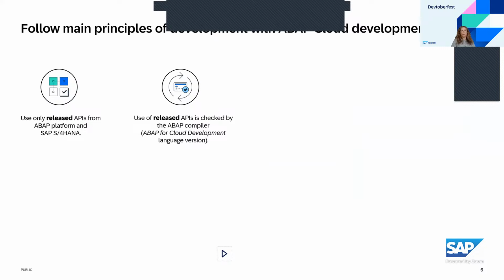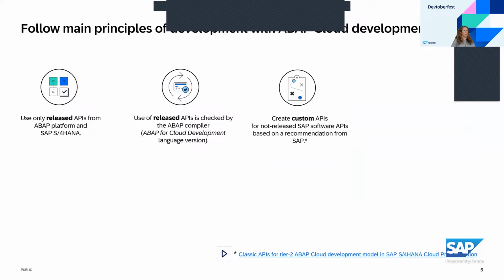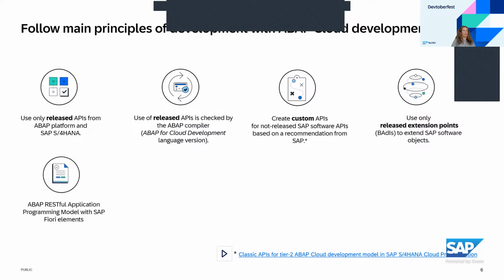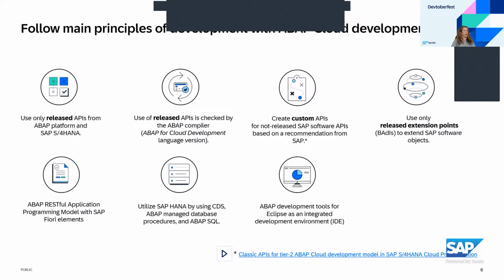If you set the ABAP for Cloud development language version, then you will get a syntax error if you use, for example, an unreleased ABAP language statement. You create your own custom APIs in tier 2, and you use only released extension points, if you want to extend SAP standard objects. As already said, the ABAP RESTful application programming model is the model of choice for your transactional scenarios, and you work with the SAP HANA database using CDS, ABAP managed database procedures, and ABAP SQL.